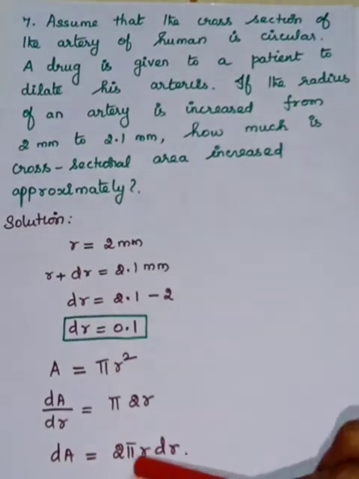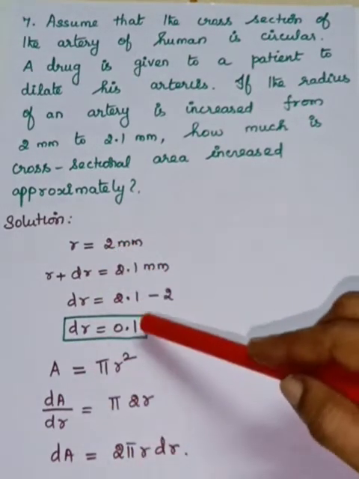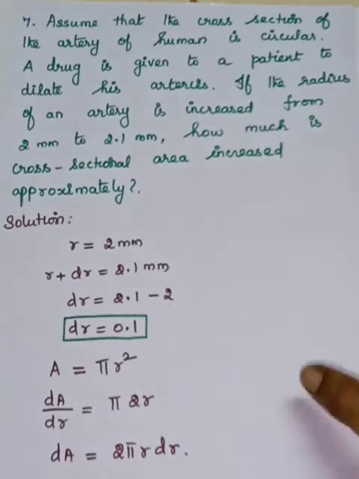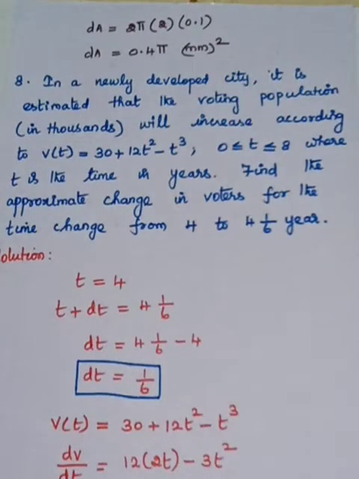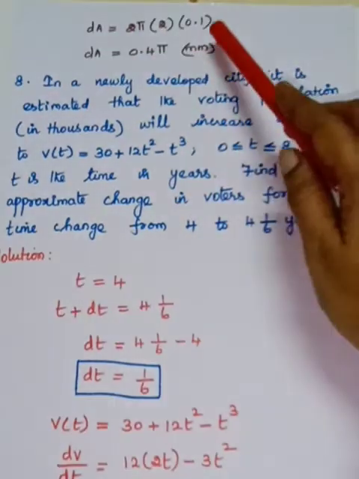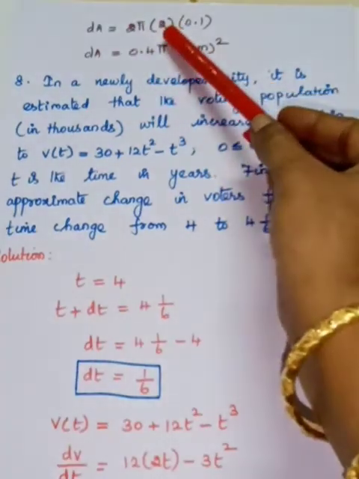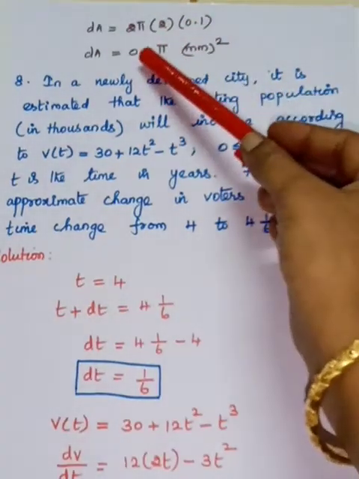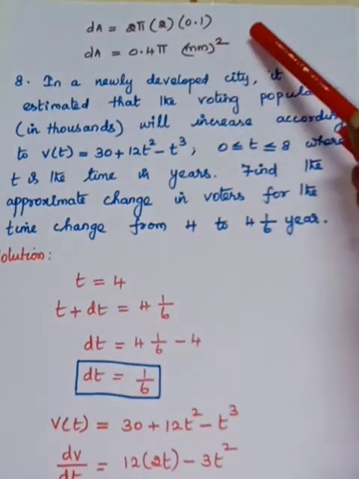So that is 2 pi r into dr. What is r? r is 2. What is dr? 0.1. So when you substitute in this, what is your dA equal to? You see now, 2 pi into 2 into 0.1. So that is equal to, 2 twos are 4. 4 into 0.1 is 0.4 pi millimeter square.